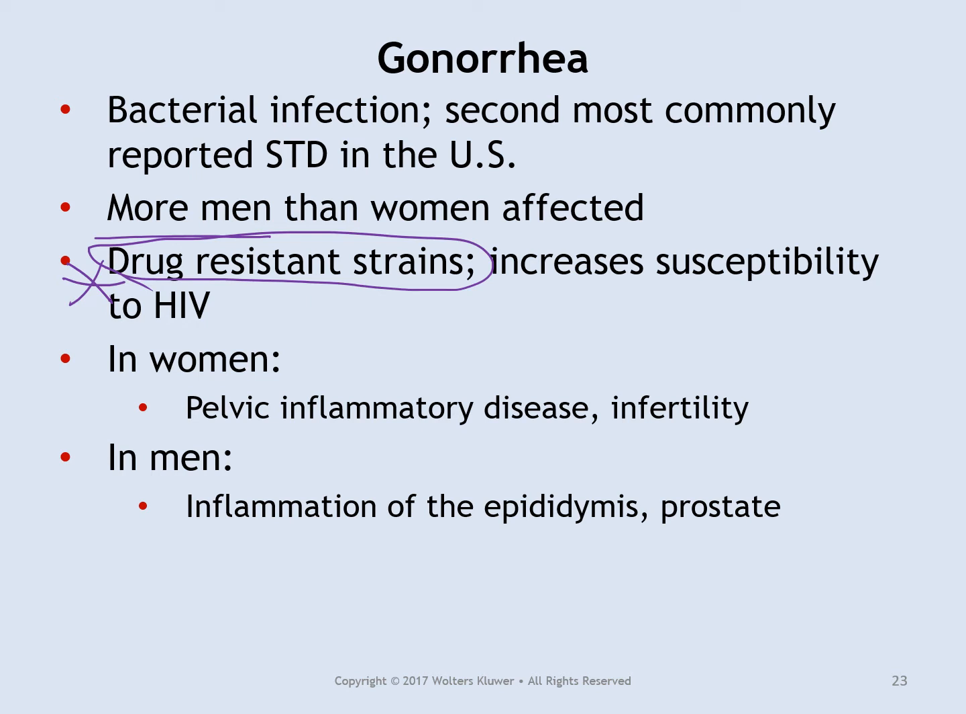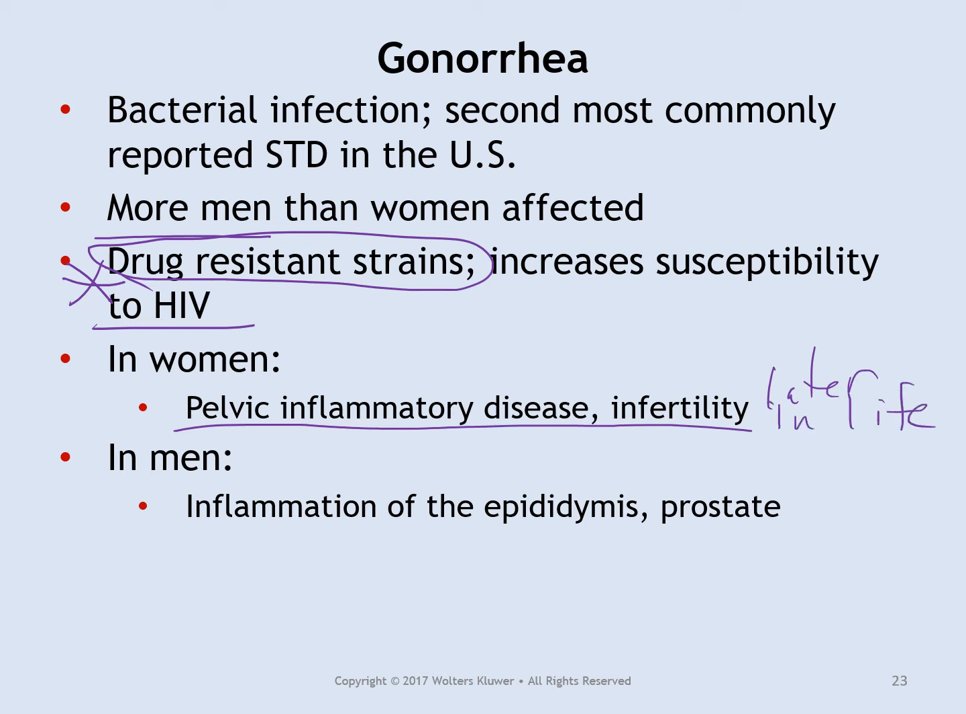The big concern about gonorrhea is that it increases your susceptibility to HIV. It causes little sores, usually on the inside of the reproductive tract, so within the urethra or within the vagina, and those sores make it very easy for HIV to pass into the body. So if you have gonorrhea, there's a big concern that you are much more likely to catch HIV. In women, just like we saw in chlamydia, it leads to pelvic inflammatory disease, and then you can see infertility later in life.